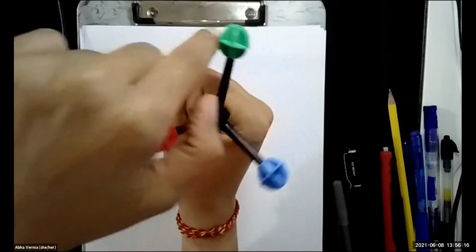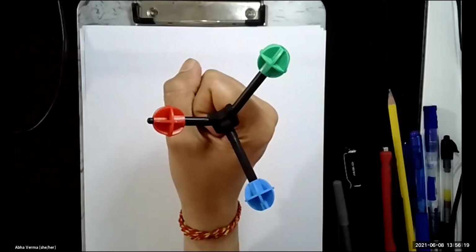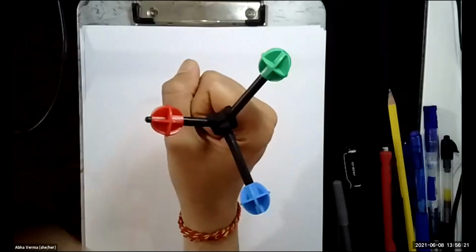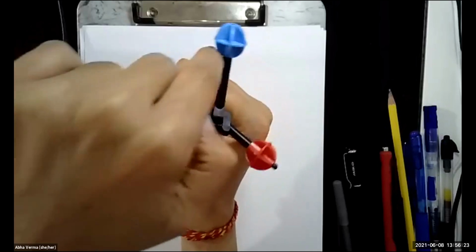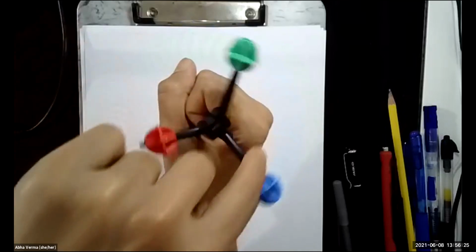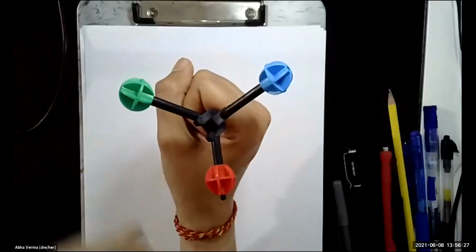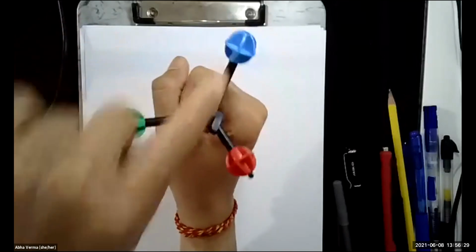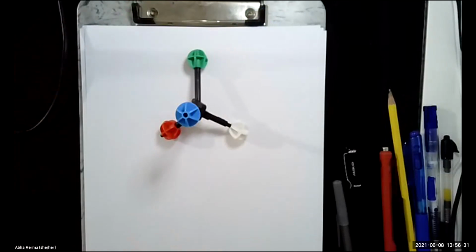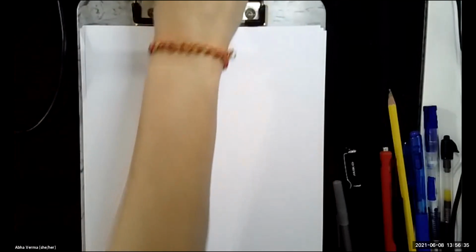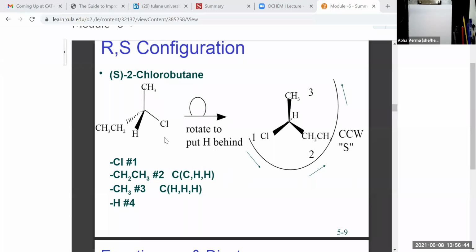And so according to my annotations right here with 1, 2, 3, this should be considered as the R configuration because it is moving in the clockwise motion. I'm not sure if some of you might be seeing it in the mirror form and I might be rotating in the other way, but I was rotating it clockwise. So if I rotate it clockwise, it has to be R.